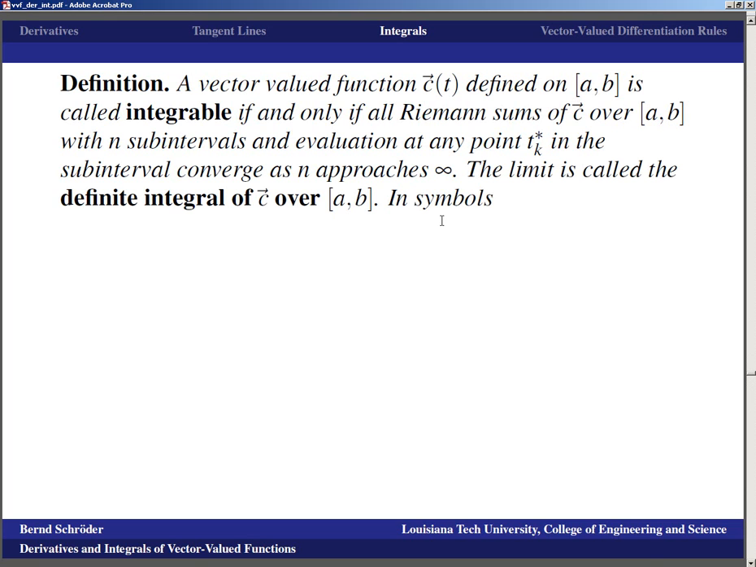Now, what were those Riemann sums again? In symbols, the integral from a to b of c of t dt is exactly the limit as n goes to infinity of (b minus a) over n. So you take your interval, cut it up into n subintervals of equal length, and then you just sum k equals 1 to n the vector at a point tk star inside the kth subinterval.